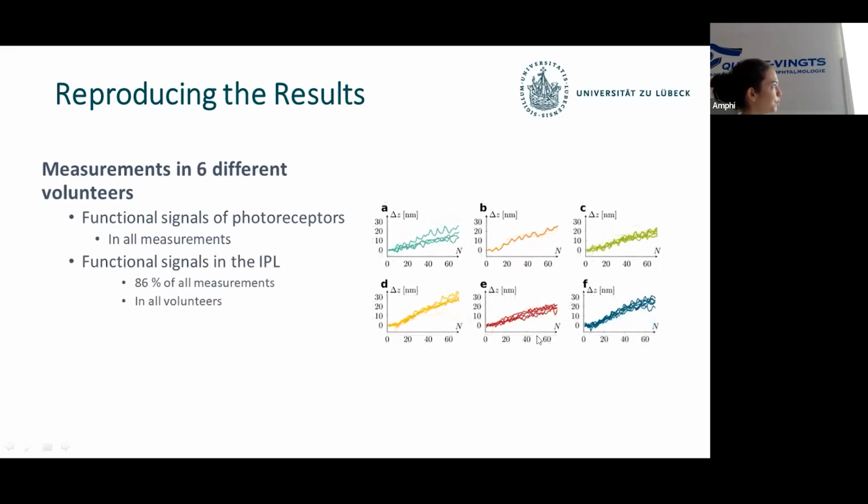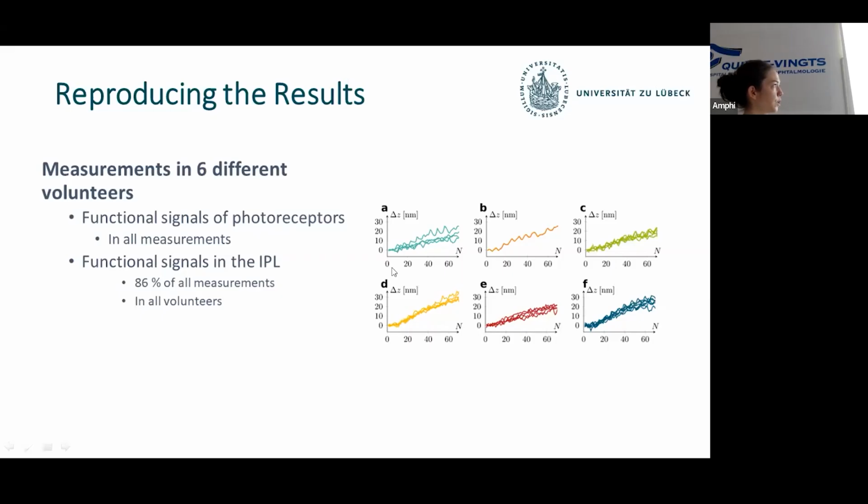When we go to the functional signal in the inner plexiform layer, we get a slightly lower success rate. Here we were able to measure the functional change in 86% of our measurements, but we could measure those changes in every subject at least once. And here, especially extreme lateral movements seem to be the problem when evaluating the phase in the inner plexiform layer.